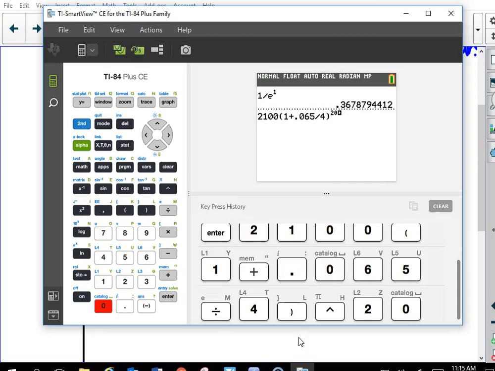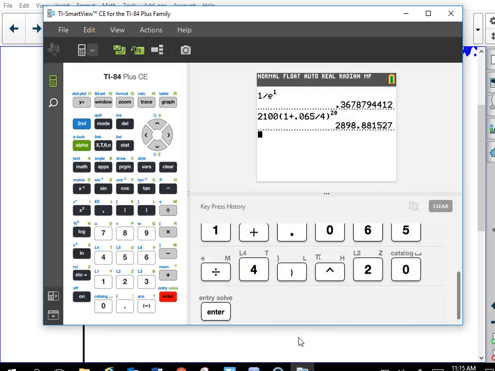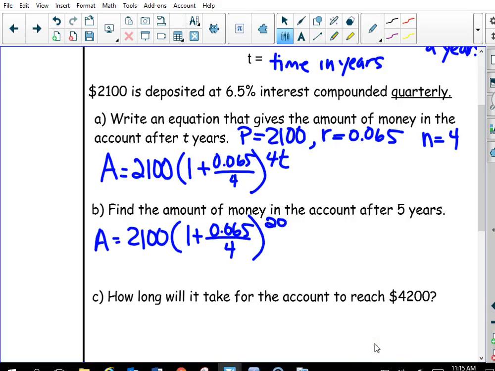All right, typed in my equation. And it looks like 2898.88. We're going to round to the pennies. So after 5 years, our $2,100 grows to almost $2,900.